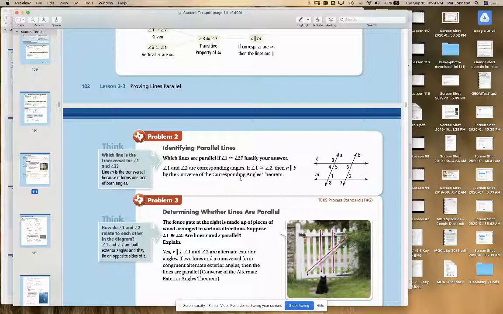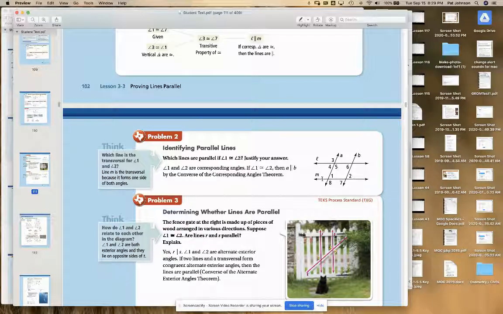Identify which lines are parallel if angle 1 is congruent to angle 2, and justify your answers. Well, so we're saying angle 1 and angle 2. Which lines are parallel if these two are congruent? Well, we use L and M as our parallel lines and A as a transversal.